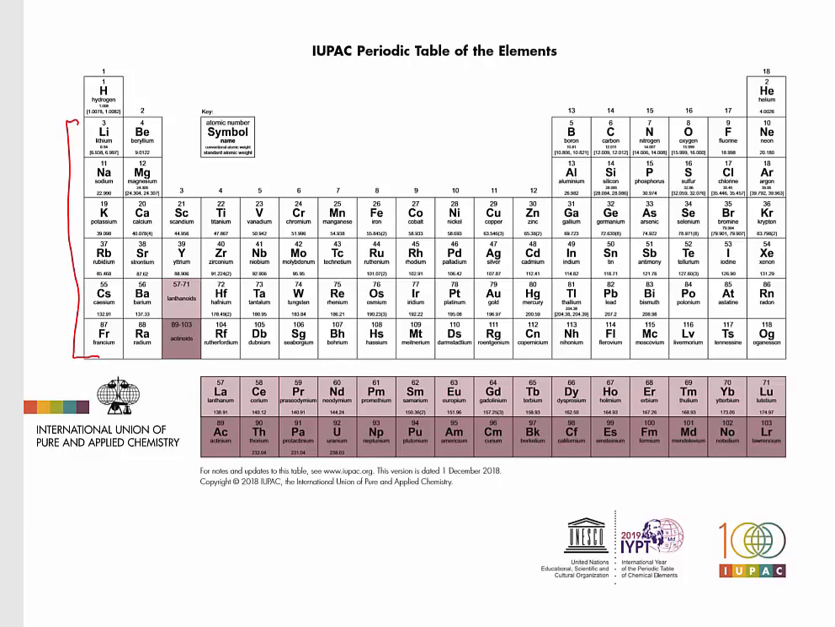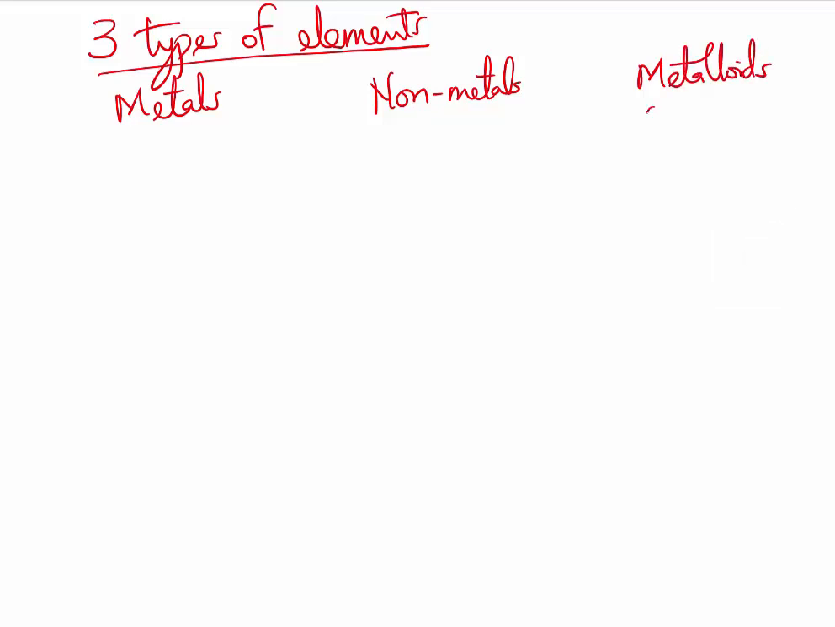Remember that. Now, there are three types of elements in the periodic table. There are those that are called metals, those that are called non-metals, and those that are called metalloids. The metalloids at times are also called semi-metals. Your understanding of chemistry will depend on you being able to identify whether an element is a metal, a non-metal, or a metalloid.